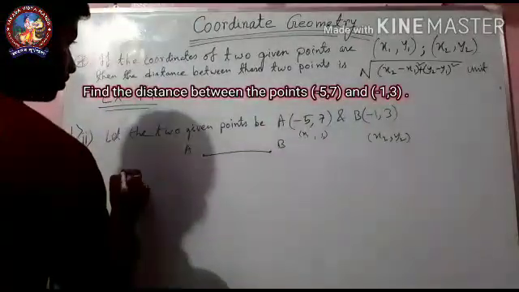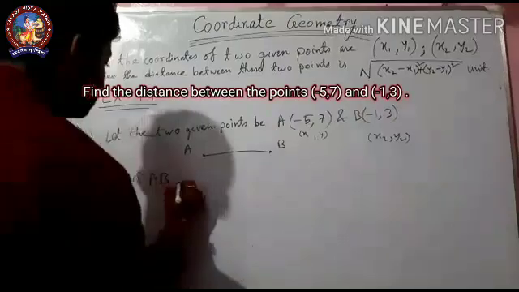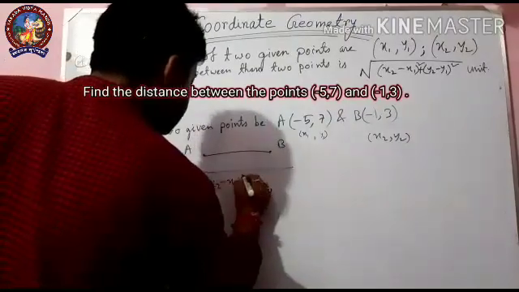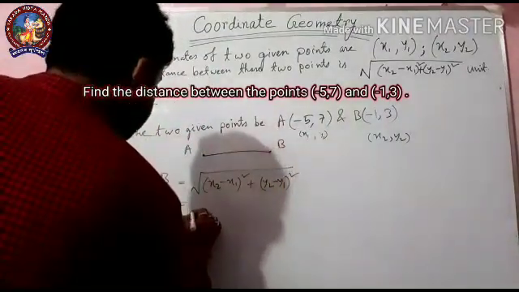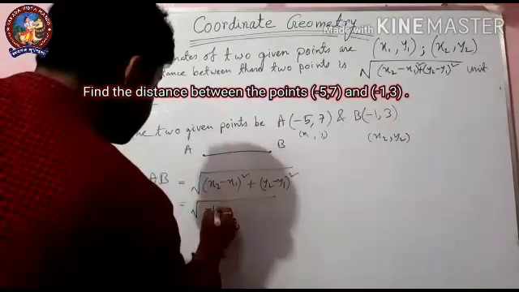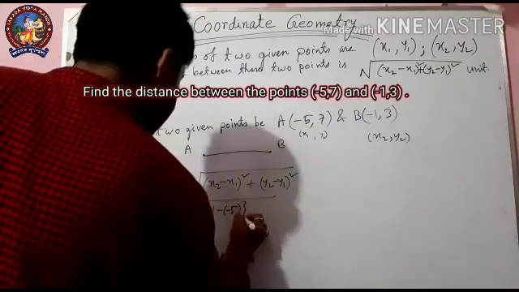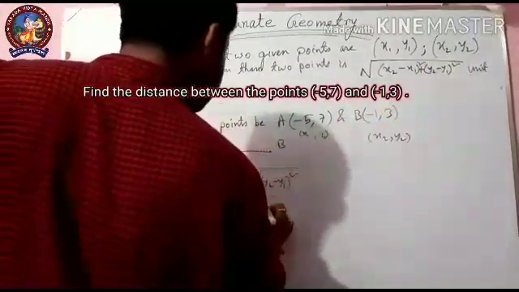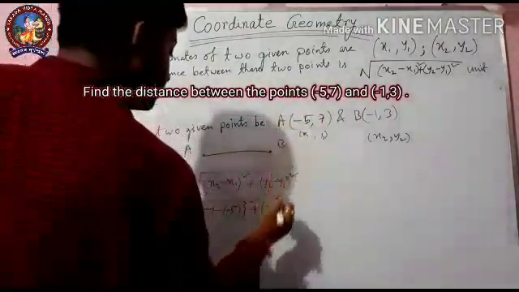So the length of AB is equal to, according to the distance formula, x2 minus x1 whole square plus y2 minus y1 whole square. That is x2, that is minus 1, minus x1, that is minus 5, whole square, plus y2, that is 3, minus y1, that is 7.